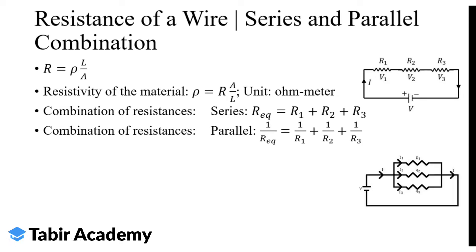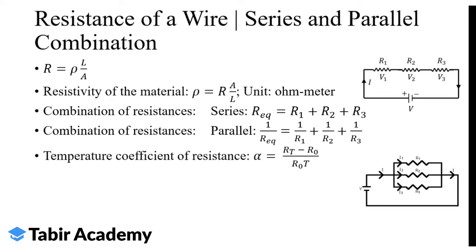Similarly, we can connect resistances in another combination, that is the parallel combination, and in parallel combination the inverse of the sum of the inverse of individual resistances is equal to the inverse of the equivalent resistance. That means that 1 over Req equals 1 over R1 plus 1 over R2 plus 1 over R3, because we are using 3 resistances in our case.